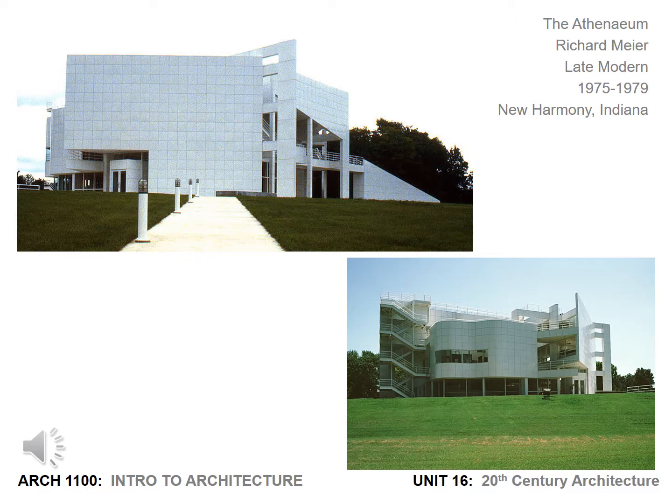Meier owes really an obvious debt to the work of Le Corbusier. In fact, he uses this Corbusian type of cubical massing, except he often introduced a slight kind of gentle curve into the form.